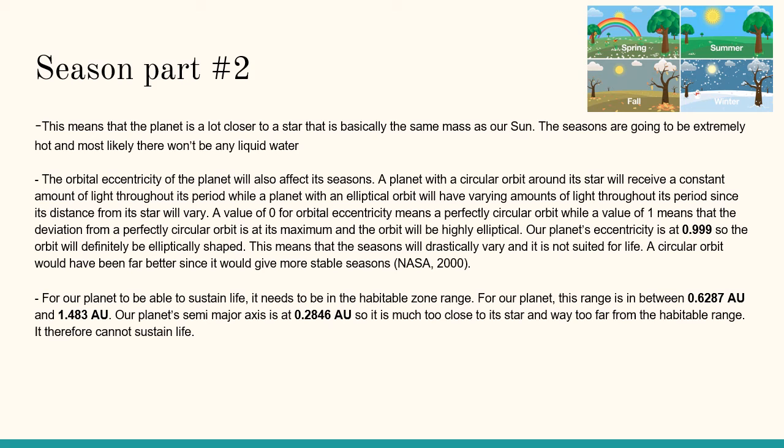For our planet to be able to sustain life, it needs to be in the habitable zone range. For our planet, this range is between 0.63 astronomical units and 1.5 astronomical units. Our planet's semi-major axis is 0.03 astronomical units, so it is much too close to its star and way too far from the habitable range. It therefore cannot sustain life.